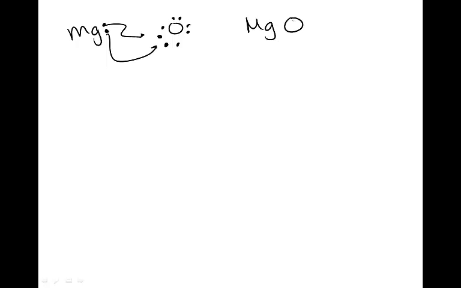If we consider magnesium with 2 valence electrons and oxygen with 6, well, in this case, magnesium can give 1 and 2 electrons to oxygen. Therefore, magnesium and oxygen, 1 atom of magnesium, 1 atom of oxygen, our formula is MgO.